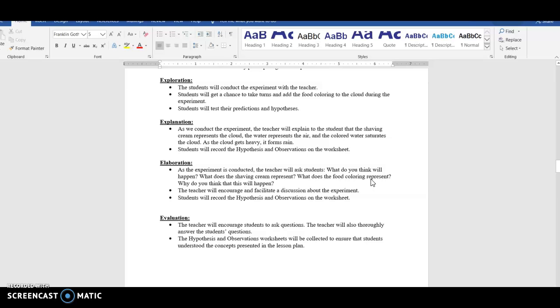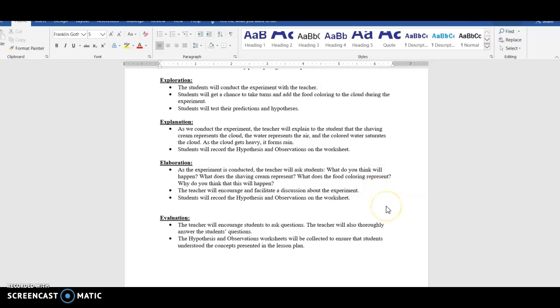Explanation. As we conduct the experiment, the teacher will explain to the students that the shaving cream represents the cloud, the water represents the air, and the colored water saturates the cloud. As the cloud gets heavy, it forms the rain. Students will record their hypothesis and observations on the worksheet.